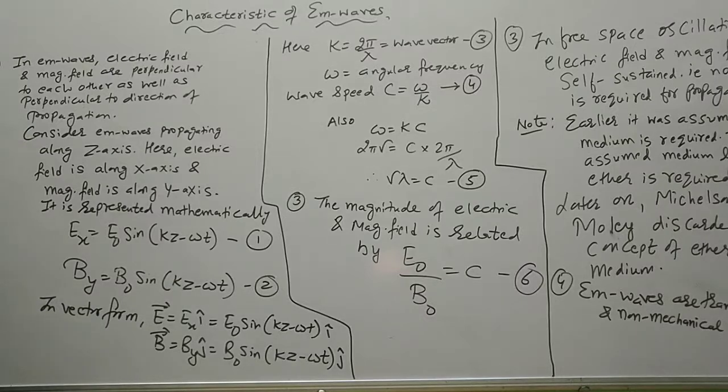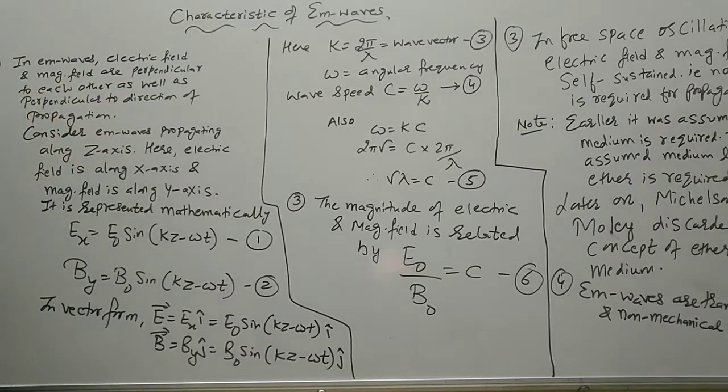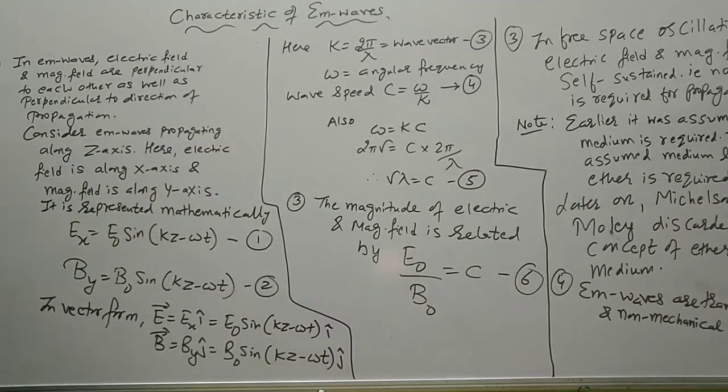The first characteristic, which we have already discussed: in electromagnetic waves, the electric field and magnetic field which are oscillating are perpendicular to each other as well as perpendicular to the direction of propagation of the wave. So whenever electromagnetic waves are produced, the electric and magnetic fields are perpendicular to the direction of propagation. As an example, consider that the electromagnetic wave is propagating along the z-axis. We assume that the electric field is along the x-axis and the magnetic field is along the y-axis.